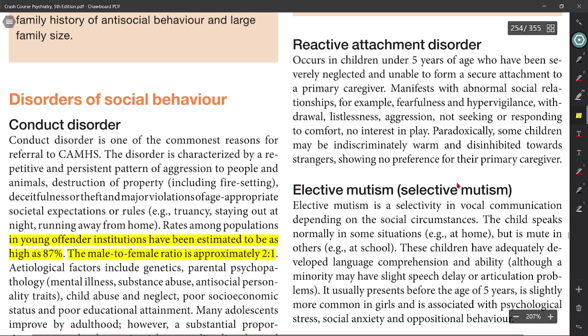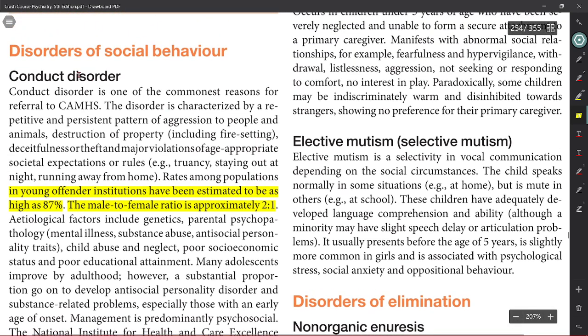Elective mutism or selective mutism. Elective mutism is a selectivity in vocal communication depending on the social circumstances. The child speaks normally in some situations, for example at home, but is mute in others, for example at school. These children have adequately developed language comprehension and ability, although a minority may have slight speech delay or articulation problems. It usually presents before the age of 5 years, is slightly more common in girls, and is associated with psychological stress, social anxiety, and oppositional behavior.